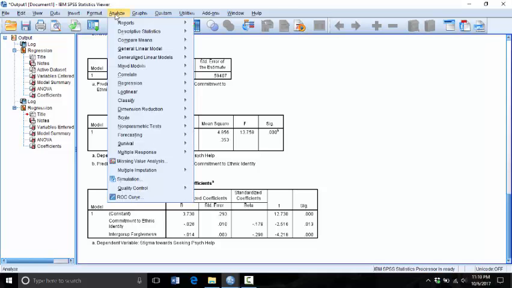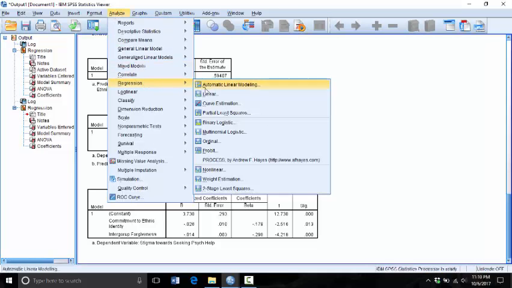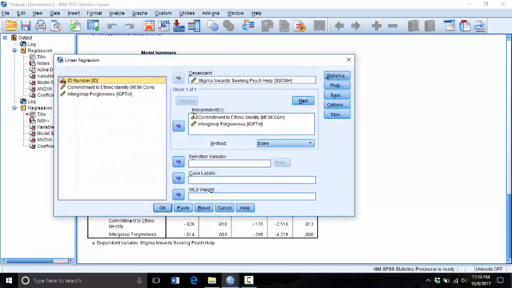So let's go once more to analyze, regression, and linear. Notice here that you have block 1 of 1. So you can actually add in different blocks or different levels, which allow you to break down your predictor variables and look at them either in groups or to look at them independently. Again, just depending on what you're interested in and how many variables you have.